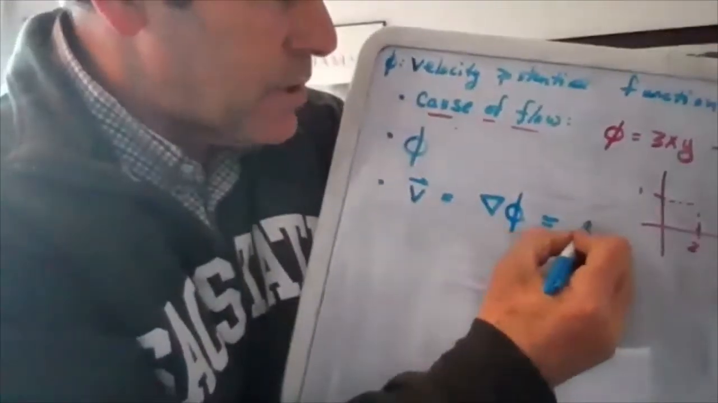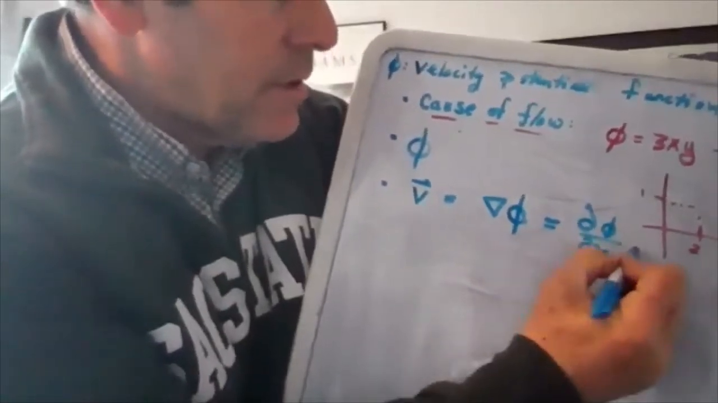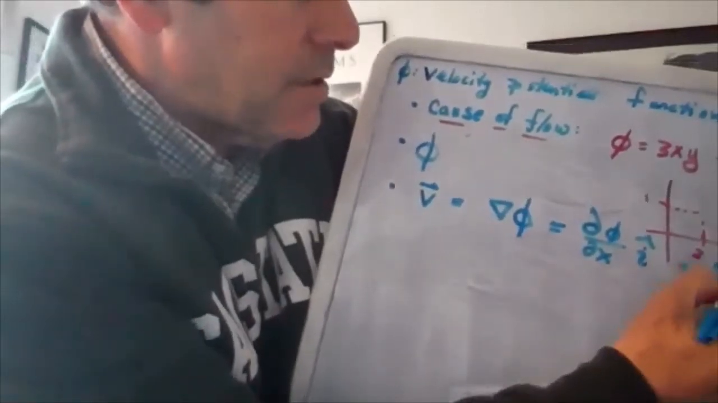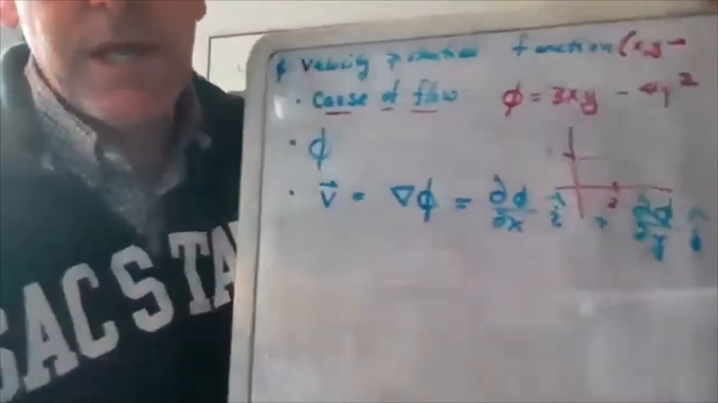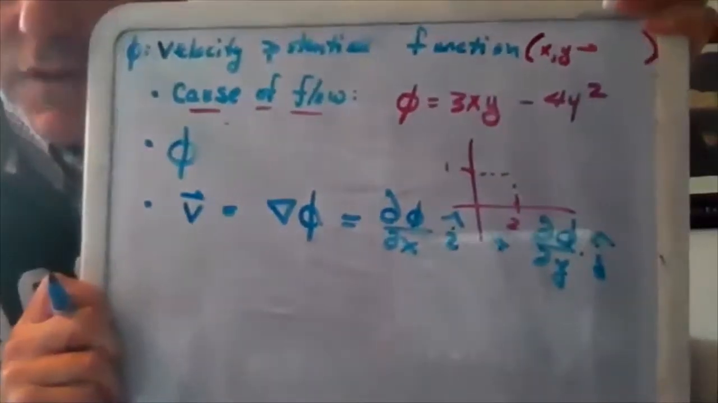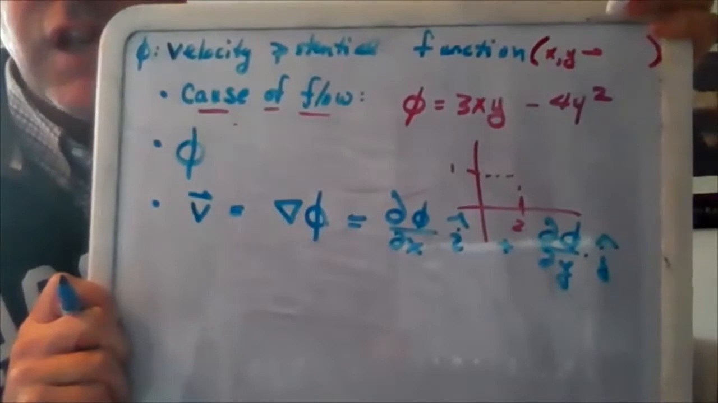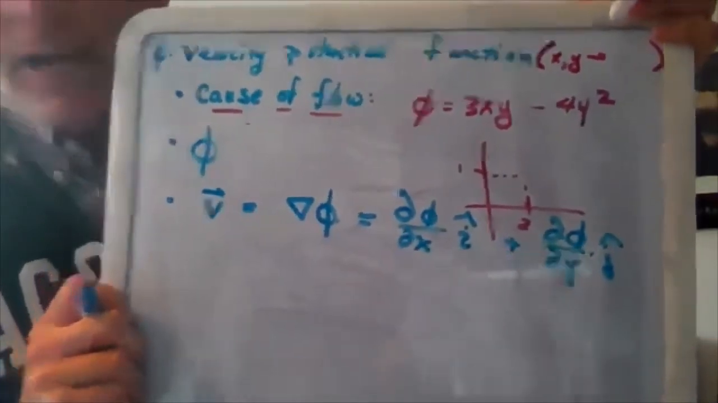So basically what we're going to do is d phi dx in the i hat direction plus d phi dy in the j hat direction. And if we were doing three dimensions, we would have one more term. So you might want to write that down: one way we can figure out the velocity vector is to take the gradient of the velocity potential function. Gradient of the velocity potential function. All right.